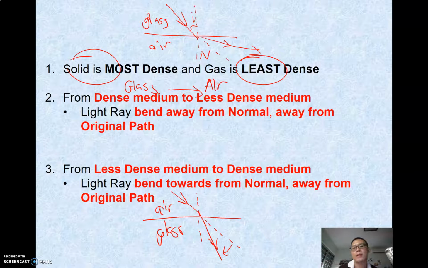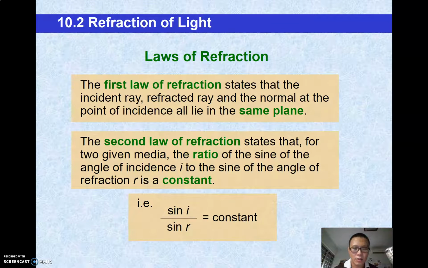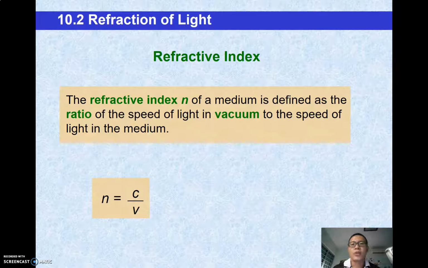How much I bend, how far I bend, the exact magnitude of the bending can be calculated using a mathematical formula. So we'll look at the mathematical formula now. The formula is derived from the second law of refraction, the ratio of the two angles. The ratio of the two angles follows closely to a constant, which we define as the refractive index. This ratio tells us whether the medium is dense or less dense.